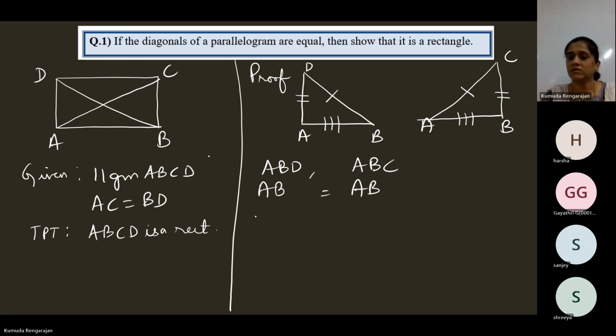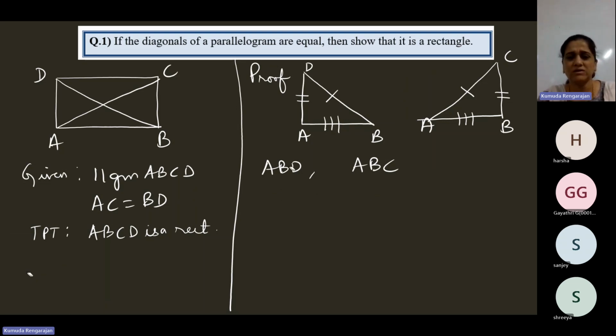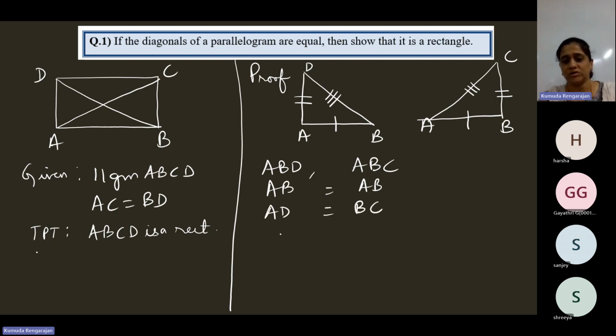Let me write it in the way I've named it. Any order is fine. We'll say common side, opposite sides equal, and given. So AB is equal to AB, common side. AD is equal to BC, opposite sides of the parallelogram. BD is equal to AC, given. So how do you name it in the correct order?